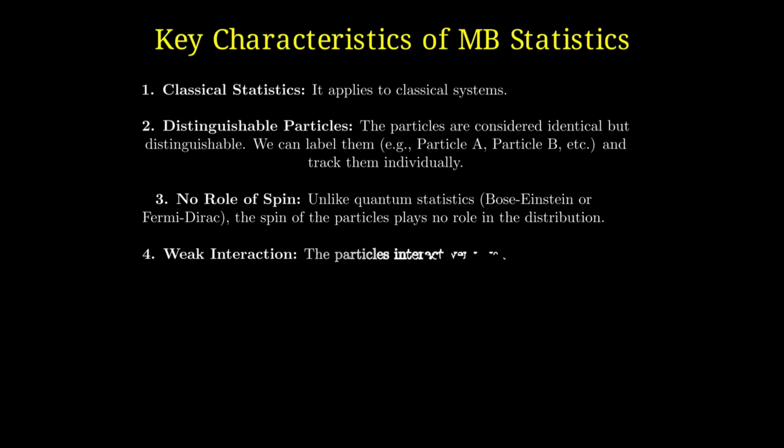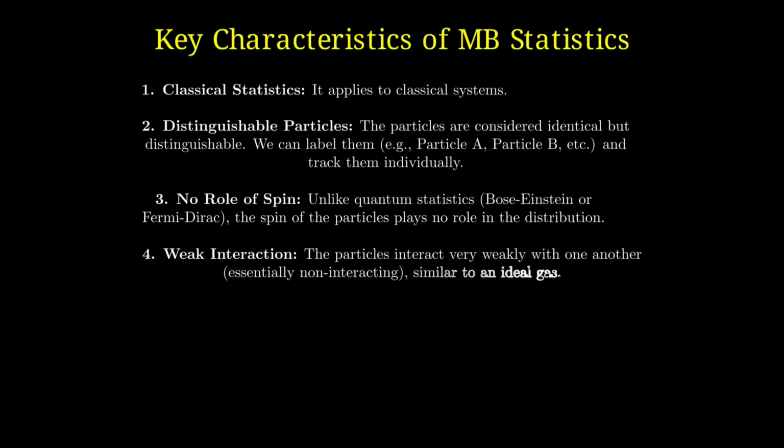Unlike quantum statistics like Bose-Einstein or Fermi-Dirac, the intrinsic spin of the particle plays no role in determining the distribution. The particles interact very weakly with one another. Essentially, they are non-interacting. This is similar to the ideal gas assumption.